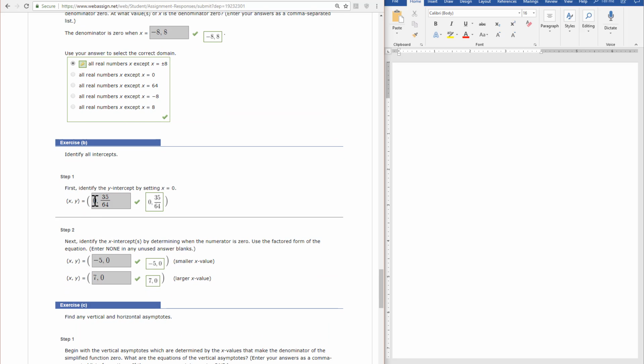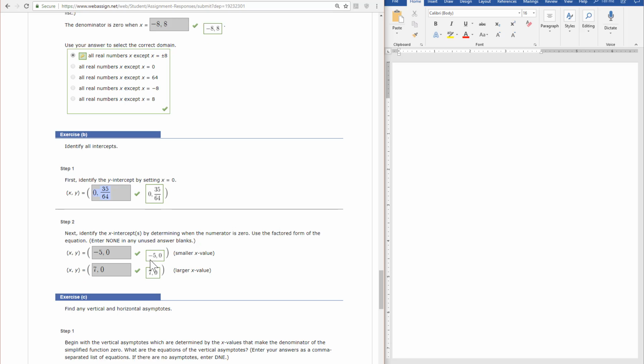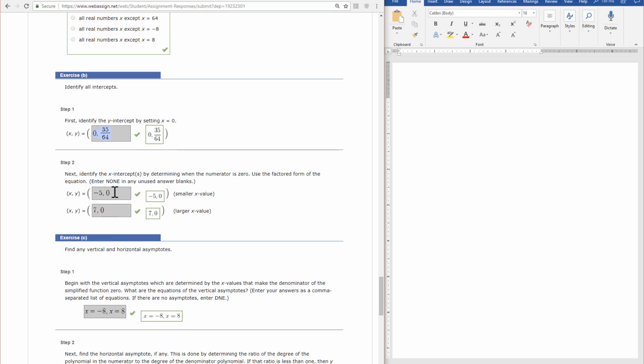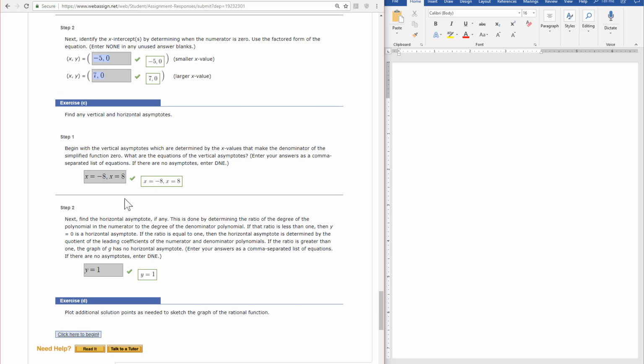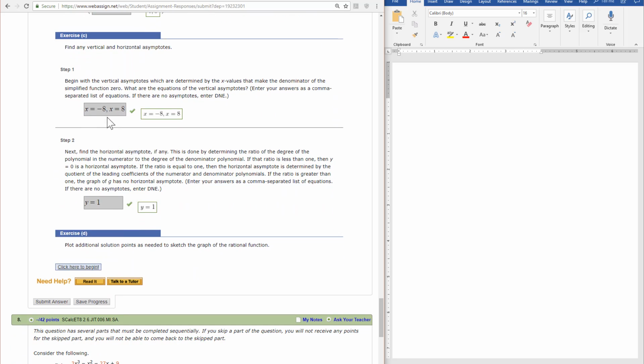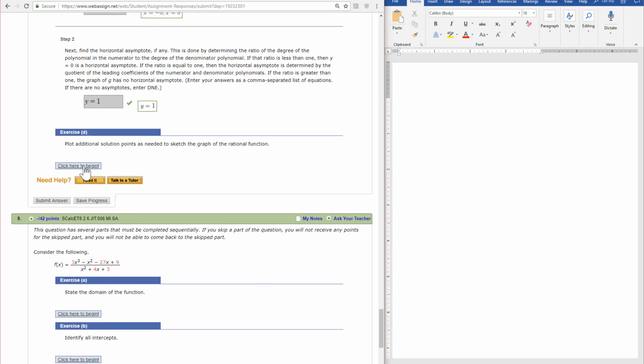We know the y-intercept. There's only one y-intercept, because it's a function. Think about that. And then there are two x-intercepts. So this graph is going to cross the x-axis at negative 5 and at positive 7. And then we have the vertical asymptotes, and the horizontal asymptote is 1.